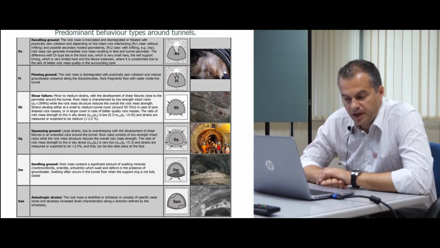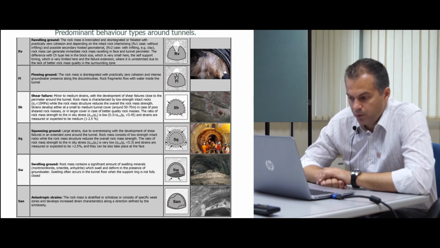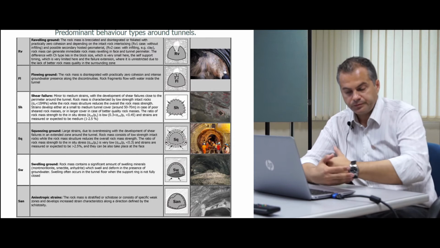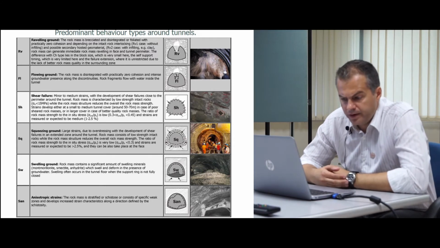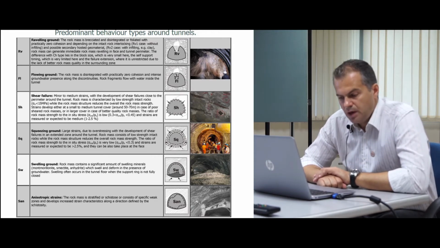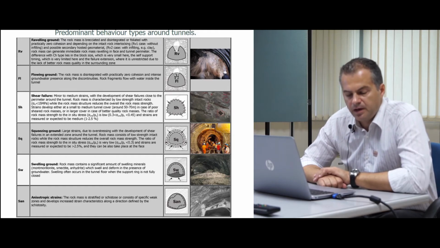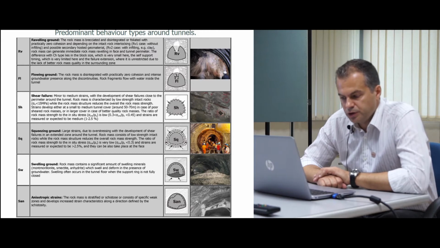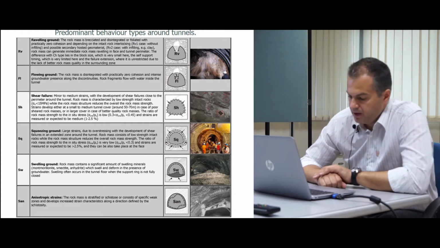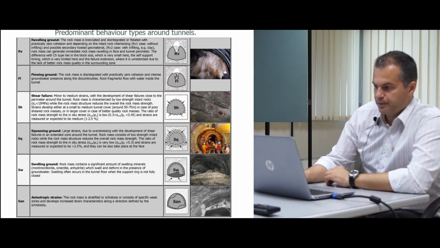We may have some cases where swelling occurs in the tunnel floor when the support ring is not fully closed, like the one shown in the photograph. And the last case, when we may have some stratified or schistose weak rocks or weak zones along the rock mass, then we may have some shear zones developed in a direction defined by this schistosity. So we have anisotropic strains here.